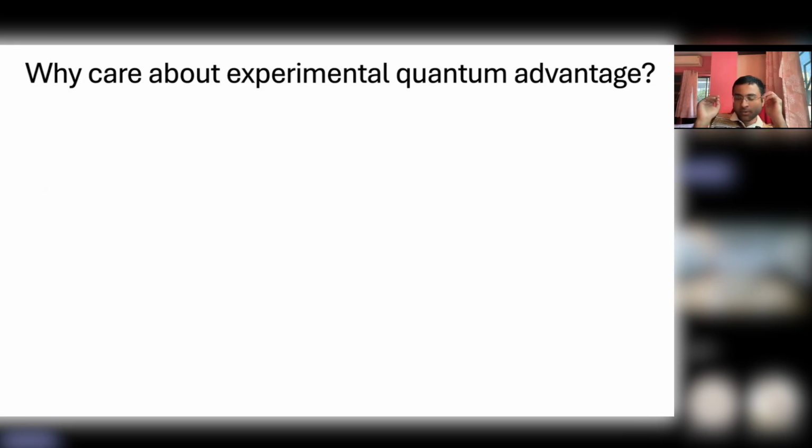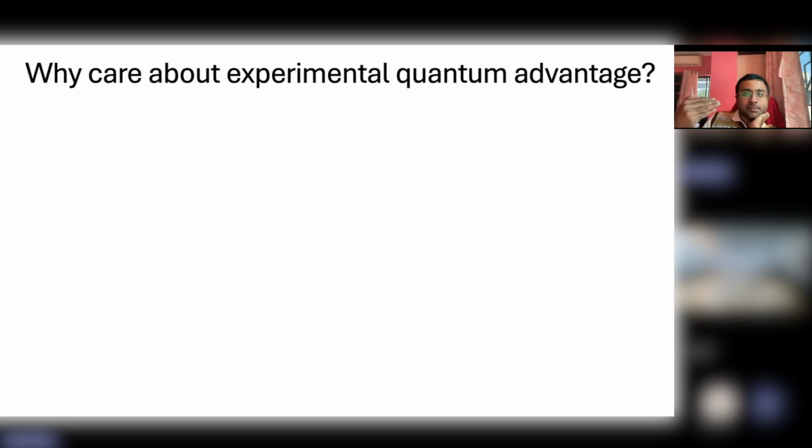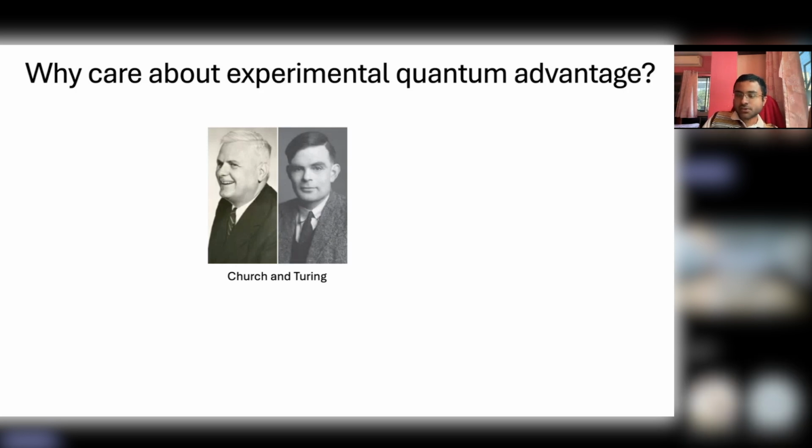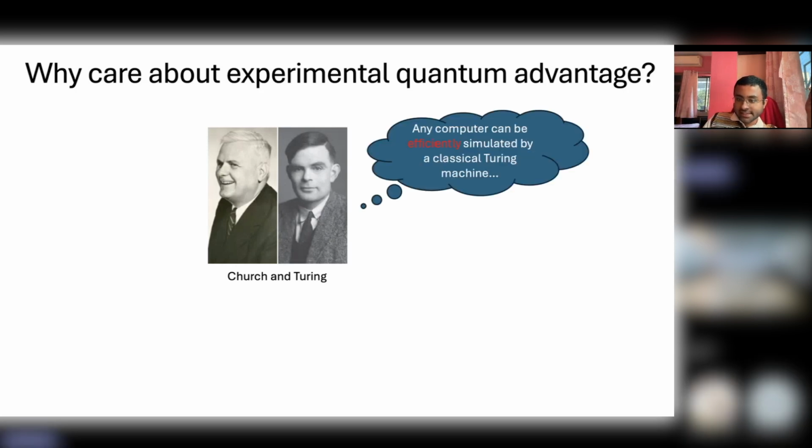But before I talk about the nitty-gritties of quantum advantage, let me start with a motivating question. Let me ask why we should care about experimental quantum advantage in the first place. The reason to care comes from Church and Turing and the Church-Turing thesis, which says that any computer can be efficiently simulated by a classical Turing machine.